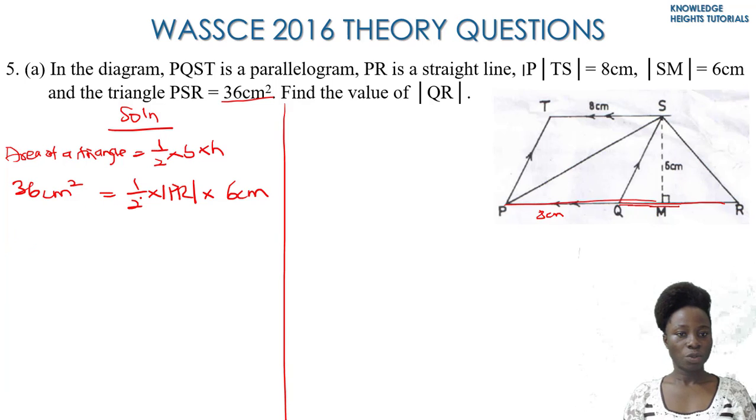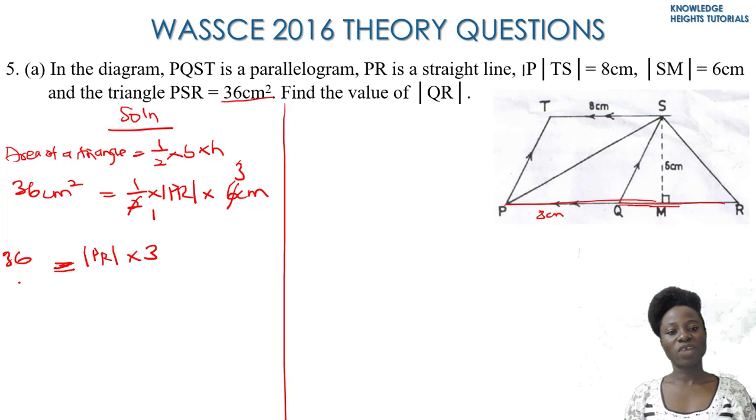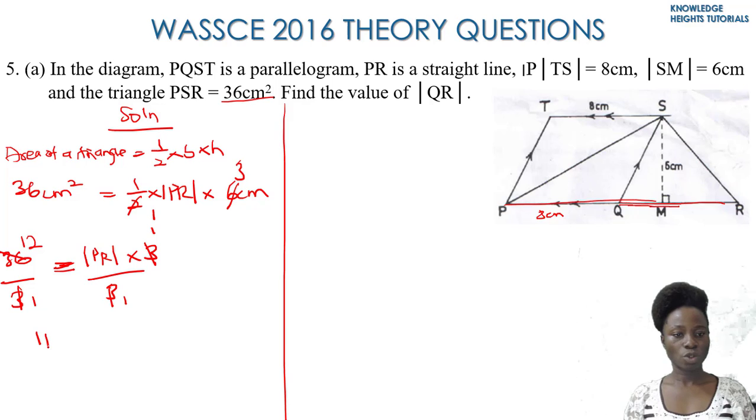So we see that 2 can cancel itself once and cancel this 6 into 3. So we have 36 being equal to line PR times 3. So to find PR, we divide both sides of the equation by 3. So 3 cancels itself, and 3 goes into 36 twelve times. So line PR will be equal to 12 centimeters.